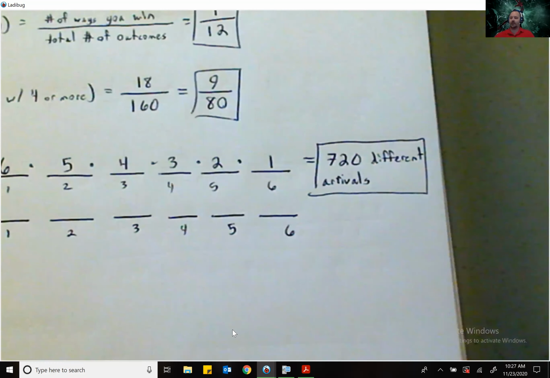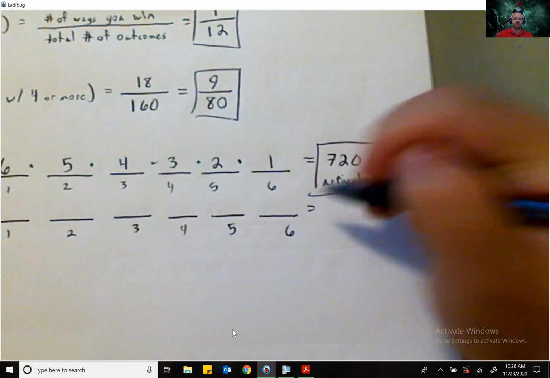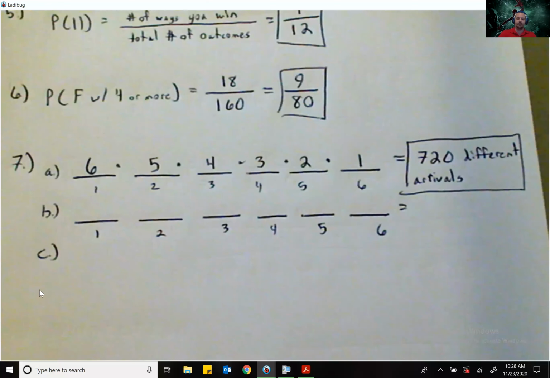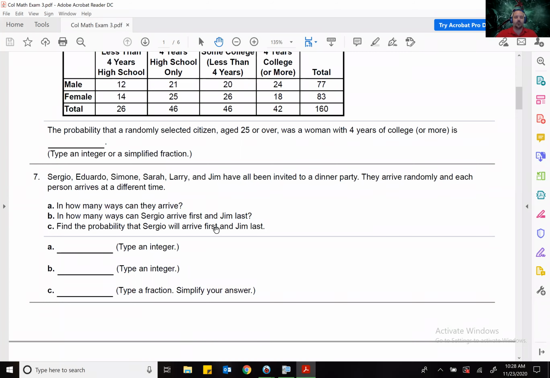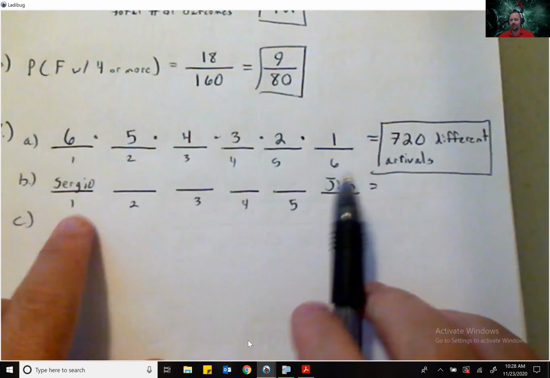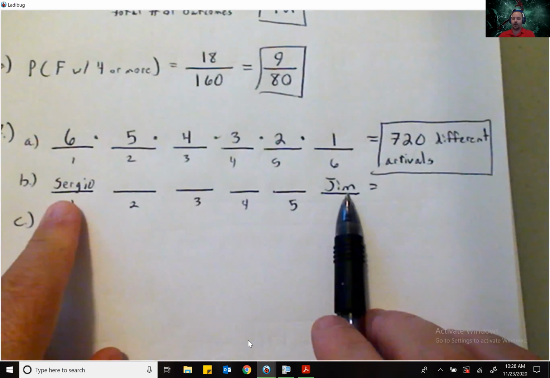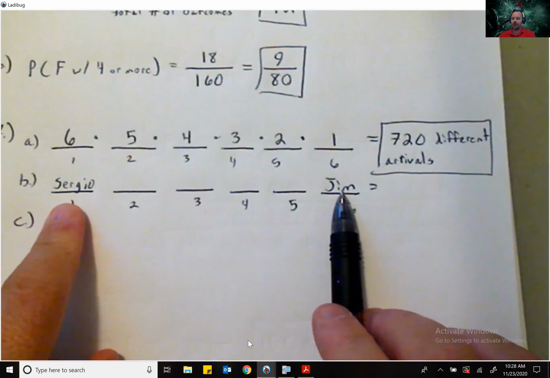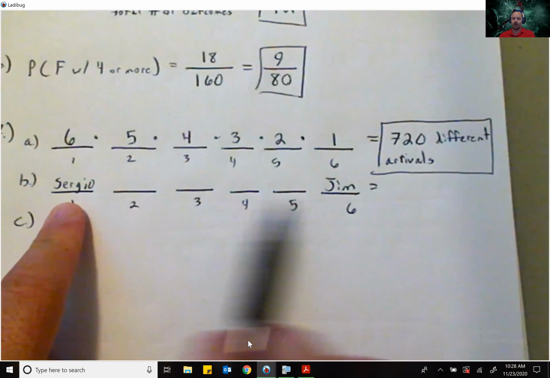All right, now let's talk about part B, because this is a scaffolding question. We're going to use this number to help us in part C. Part B says, how many ways can Sergio arrive first and Jim arrive last? So we now know Sergio is the first person to arrive. Jim is the last. So these two people are stuck. They're already accounted for. So now let's worry about how many ways these people can arrive.